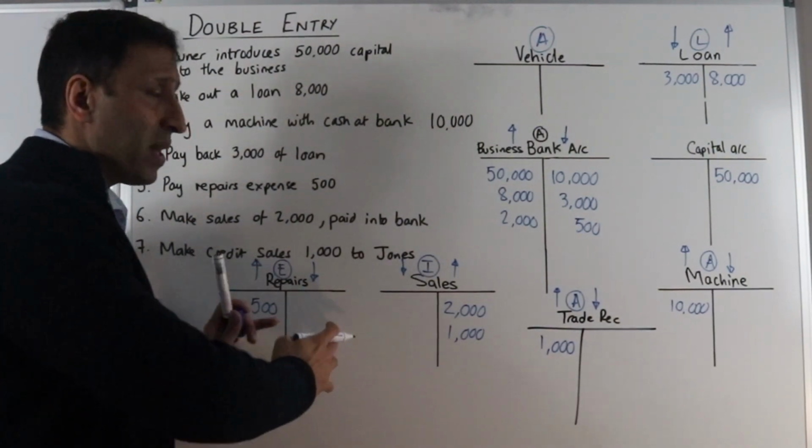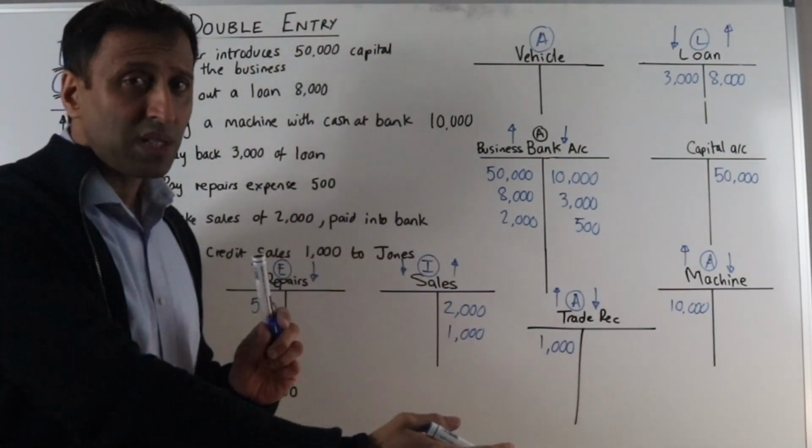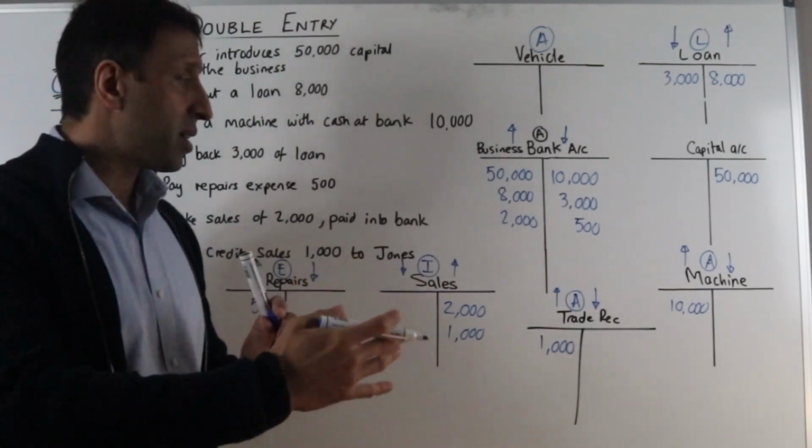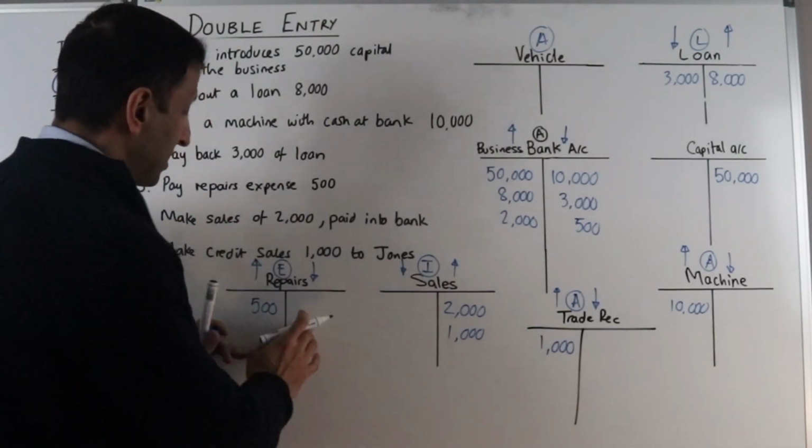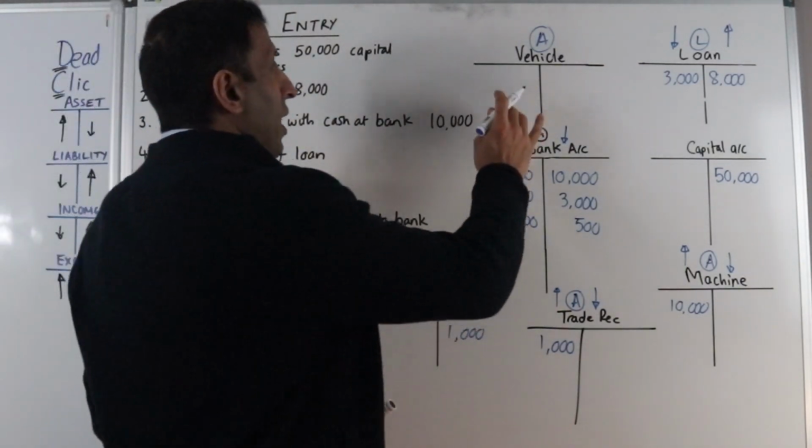So this is a repairs expense, but if we also had to pay our electricity bill, that would also be a separate ledger account, and we call that electricity, but it would also be an expense and work the same as this one. Okay, so now we got a vehicle.